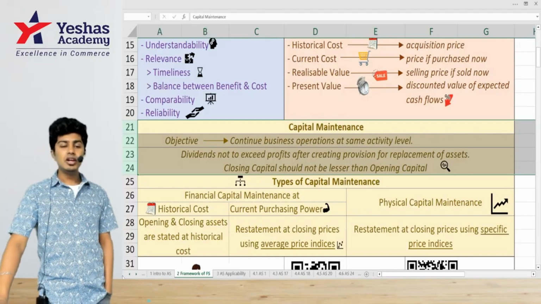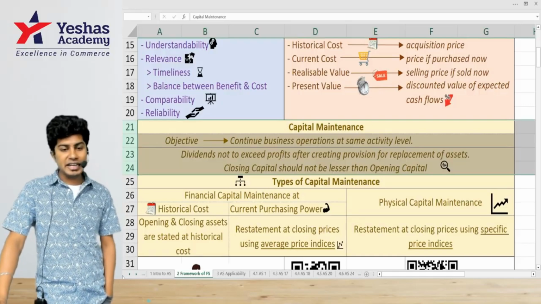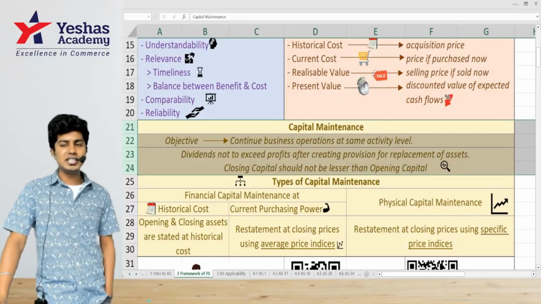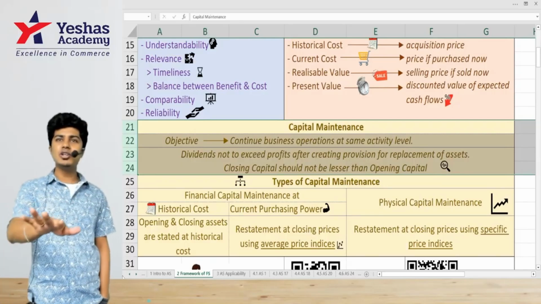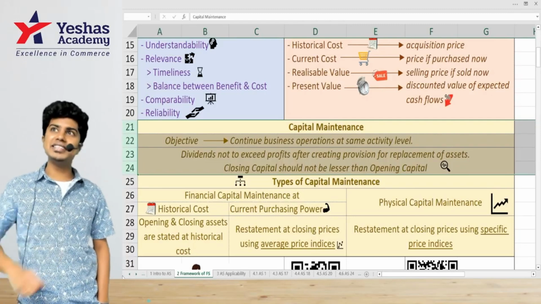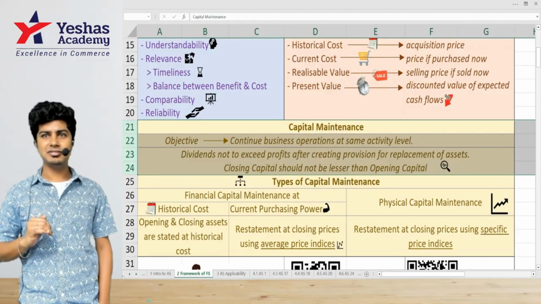Dividend not to exceed profits after creating provision for replacement of assets. These are assets. Inventory is also an asset. I will give you a better example for replacement of assets. I have a Xerox machine.